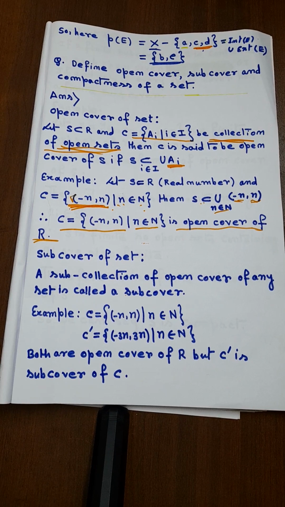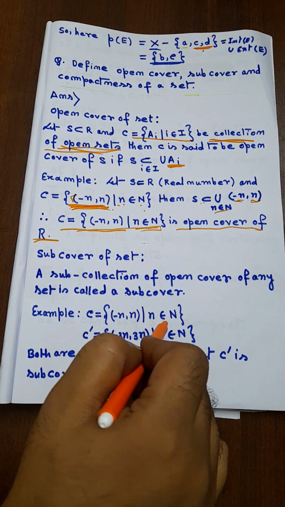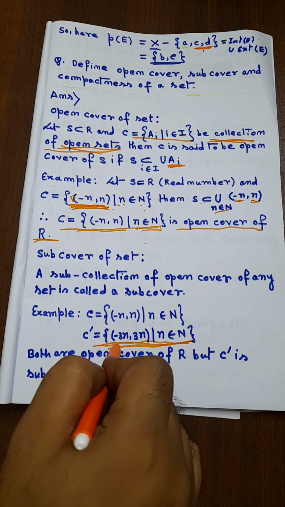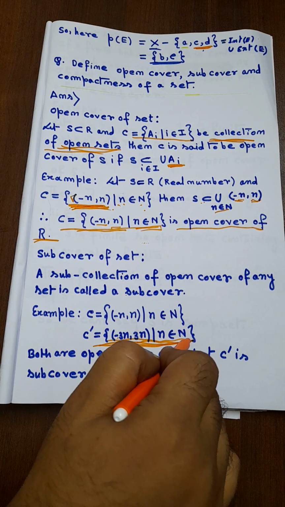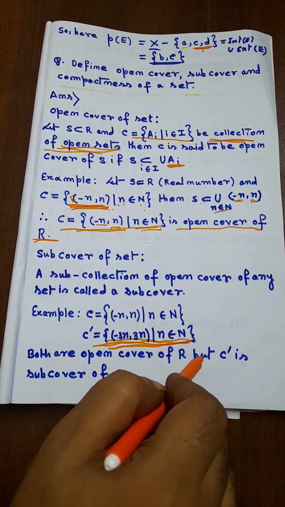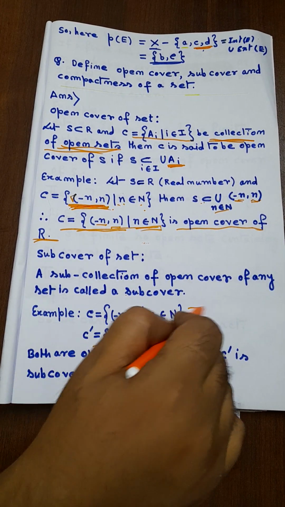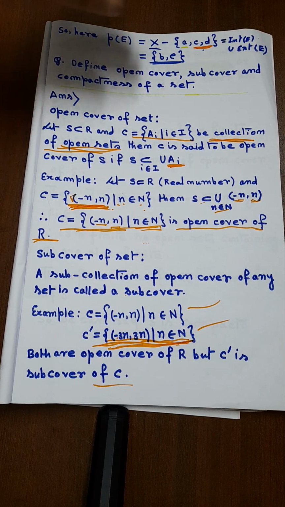Now, what is a subcover of a set? A sub collection of an open cover of any set is called a subcover. For example, if we have seen that this is a cover, then we can say this is a subcover of C. You see it starts from -3n and 3n, while the other starts from -n and n, so it will be a subcover. Both of these will be open covers of R, but only this one will be a subcover of C.